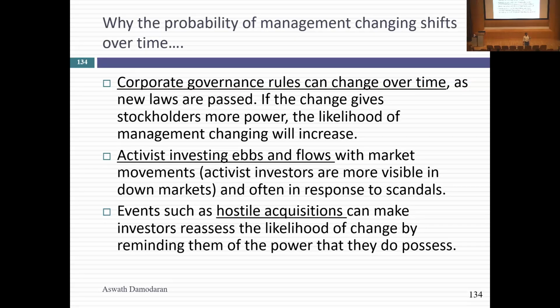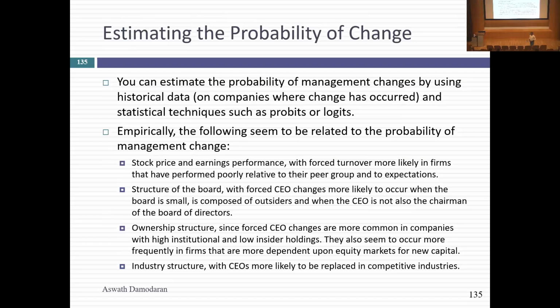And finally, and this is interesting, anytime there's a hostile acquisition in your sector, it's almost like every management in that sector wakes up saying, maybe that could happen to me. So when you look at studies of the likelihood of change of management, they're interesting studies because they're based on a statistical approach called Probit, where you look at companies where management changes versus doesn't. Here are some of the common features you see in companies where management changes. No surprises, companies whose stock prices have gone down relative to the peer group are more likely to see change than those whose stock prices have held their own or gone up.